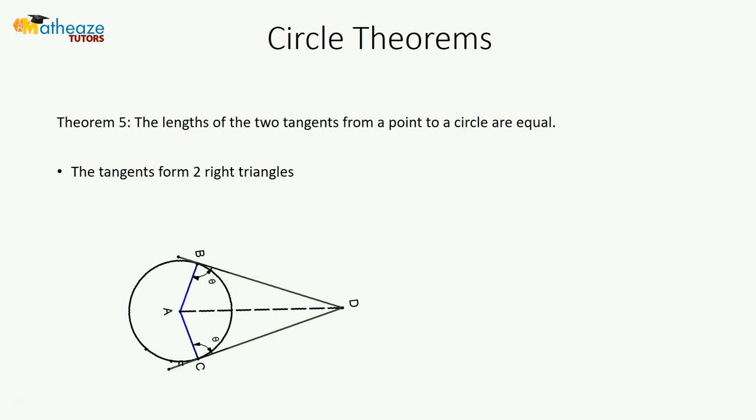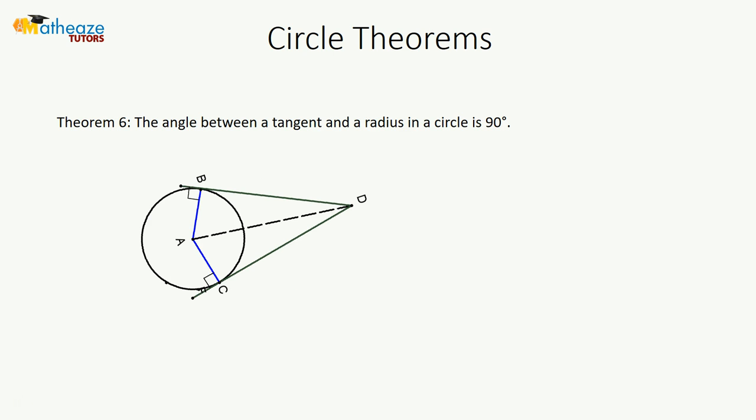Theorem number 5. The length of the two tangents from a point to a circle are equal. So that's all it's saying, is that from D to B, so here it's saying that DB is equal to DC. And these are going to form 2 right triangles.